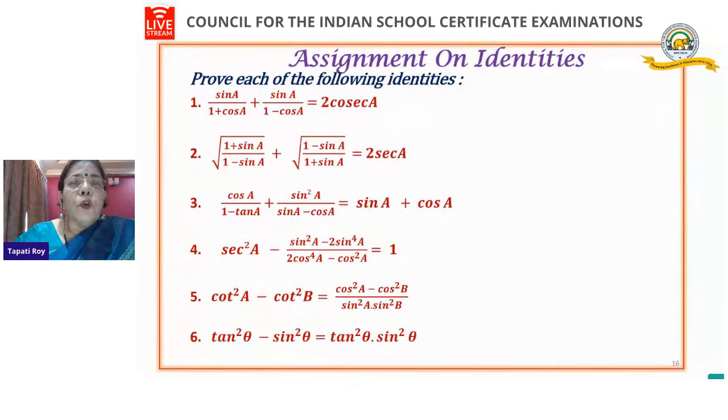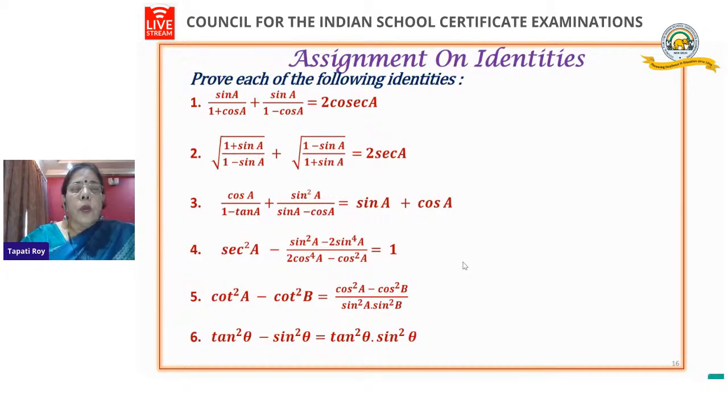So we have done 4 examples, with different methods, different thought processes, using different standard identities and different algebraic identities. I hope it is clear to you. And now we come to the assignment on identities. Prove each of the following identities. So the first, please take them down. Sin A by 1 plus cos A plus sin A by 1 minus cos A equals 2 cosec A.